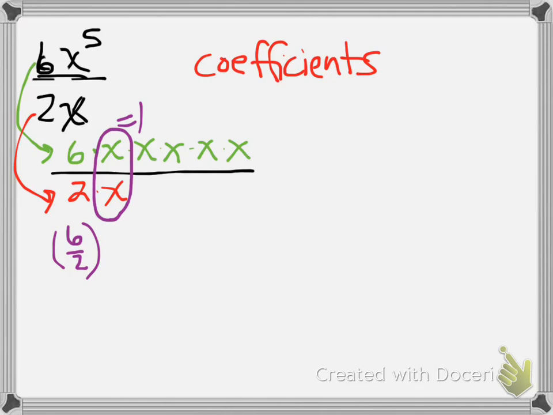And then on the x's, though, what did we have? How many left? 4. We had 4. Now, can we do 6 divided by 2? Yes, and that's what we're going to need to do. What's 6 divided by 2? 3. Okay.